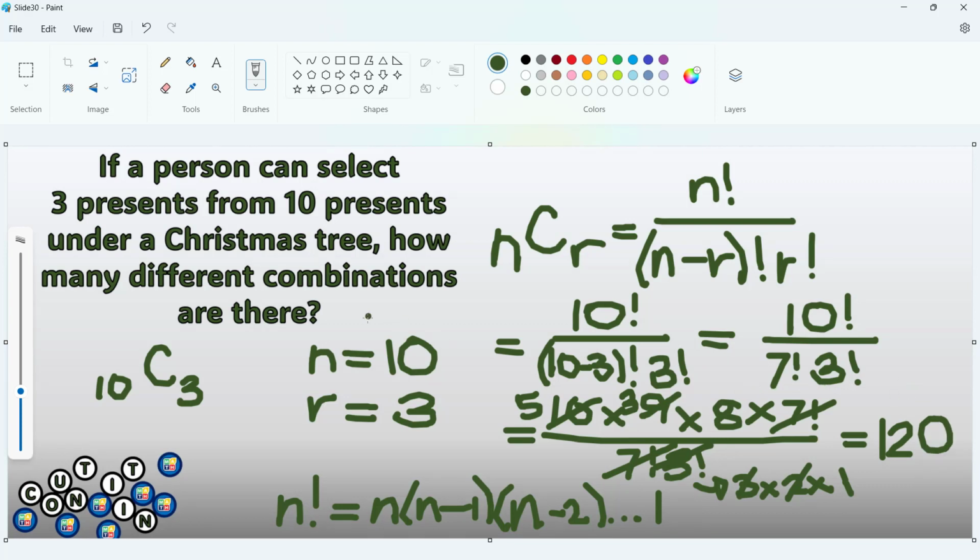So the number of ways that a person can select 3 presents from 10 presents under a Christmas tree, there are 120 combinations, because it doesn't matter for this problem which present will be selected first, second, and third, because it's the same 3 presents selected from 10 presents under the Christmas tree. This is the answer for this item, and that's Count It In.